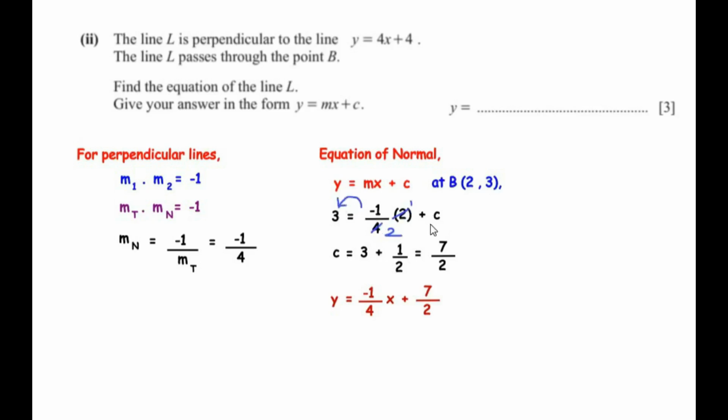So we get the y-intercept c is equal to 3. Now minus 1 over 2 becomes plus 1 over 2. And simplifying this, we get the value of the y-intercept as 7 over 2. So here the equation of the normal becomes y is equal to mx plus c, where m is negative 1 over 4, so y equals negative 1 over 4 x plus 7 over 2. So this is the equation of the normal, or the equation of the line L in the form y is equal to mx plus c.